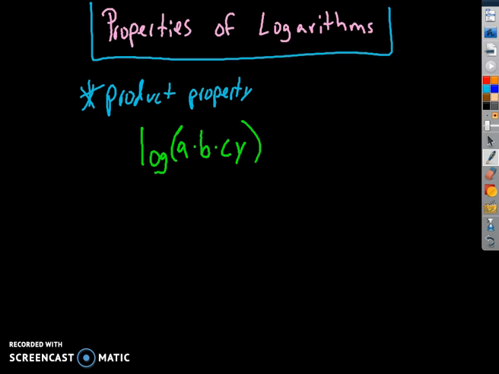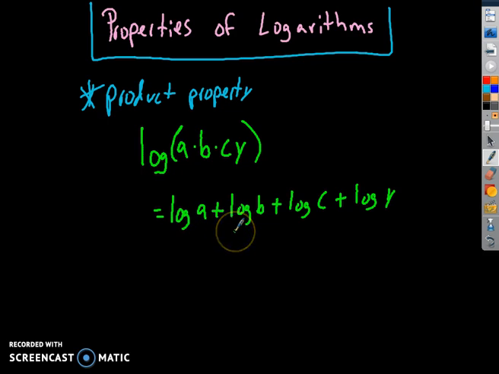The next property is called the product property. It basically says this: if I give you log of a times b times c times y, where all these things are multiplied together, we can expand this and make it log of a plus log of b plus log of c plus log of y. So addition between logs is the same thing as the product of the numbers that follow log. That's what the product property allows us to do.